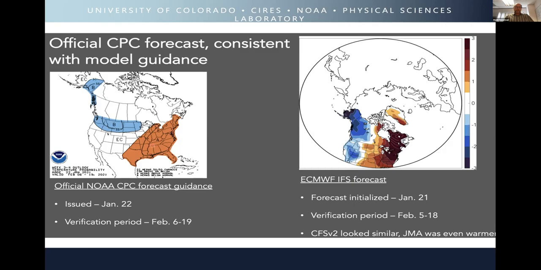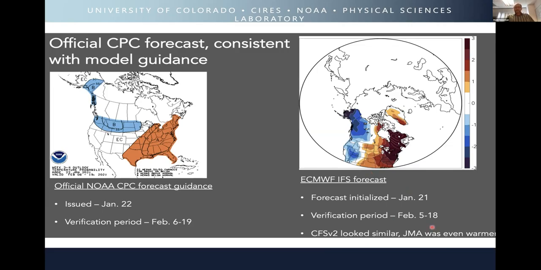So this is what the CPC official weeks 3-4 forecast was. They do a forecast with just two categories. They're looking for probability above or below the median temperature. They weren't particularly confident in their forecast in general. 55 is pretty low, although their typical probabilities are not a lot higher. But clearly they were going for warmth in a broad part of the US. And that was a reasonable forecast.